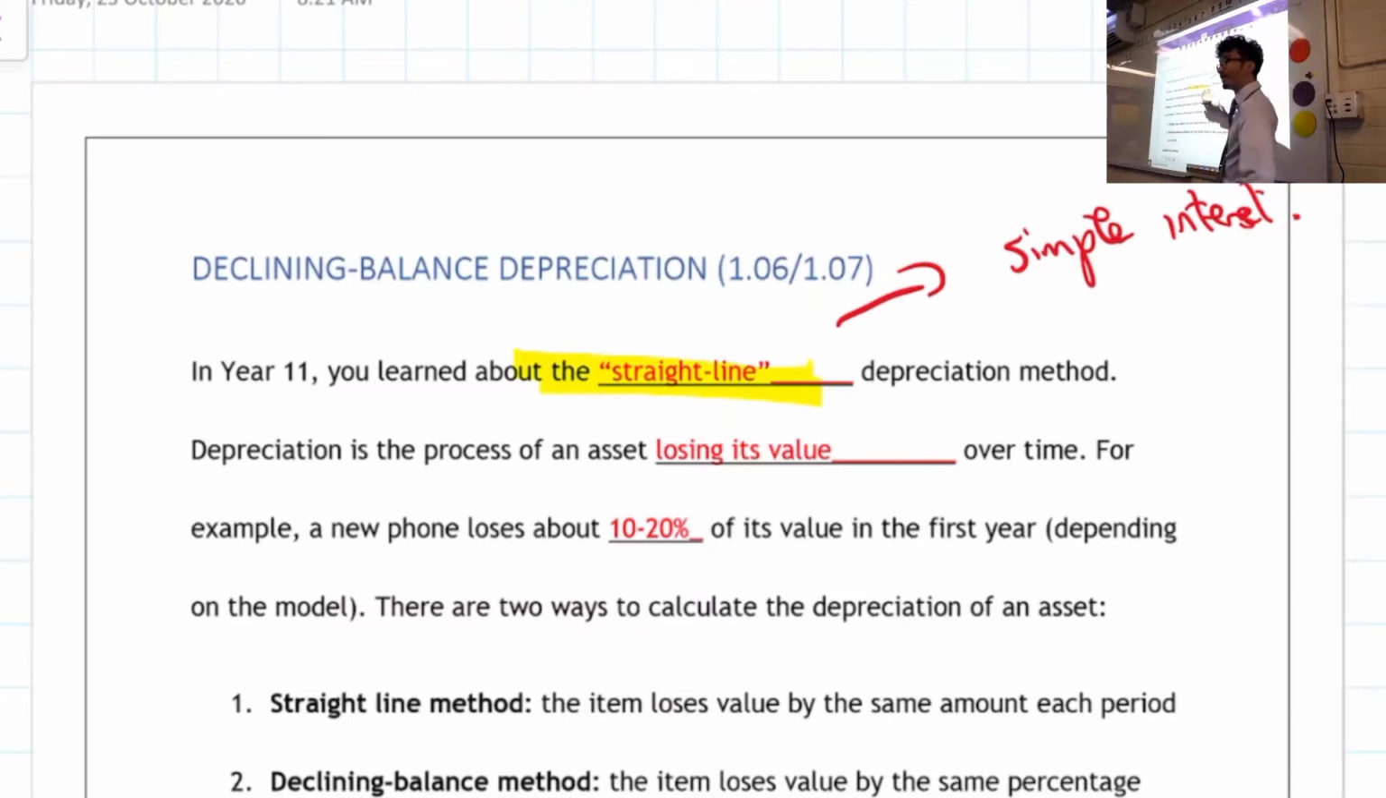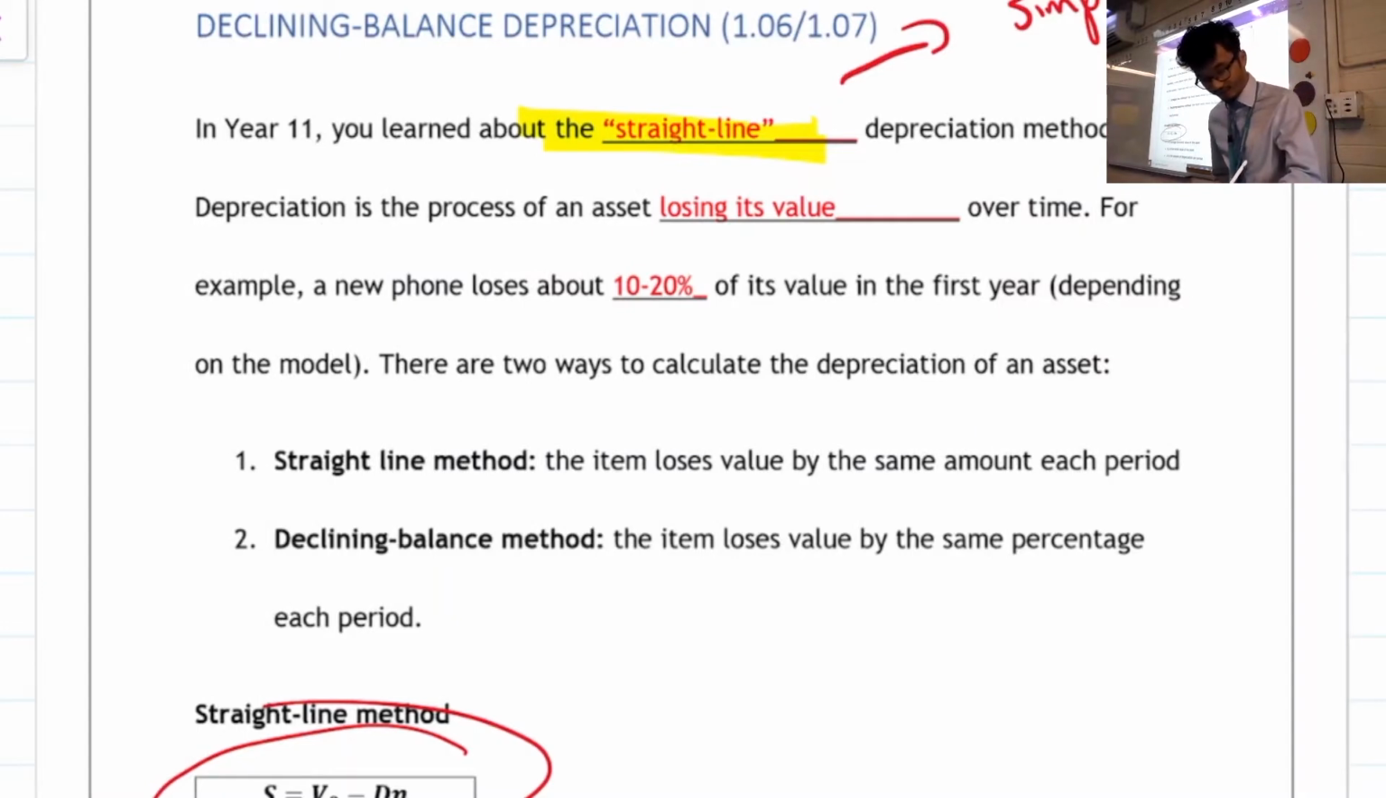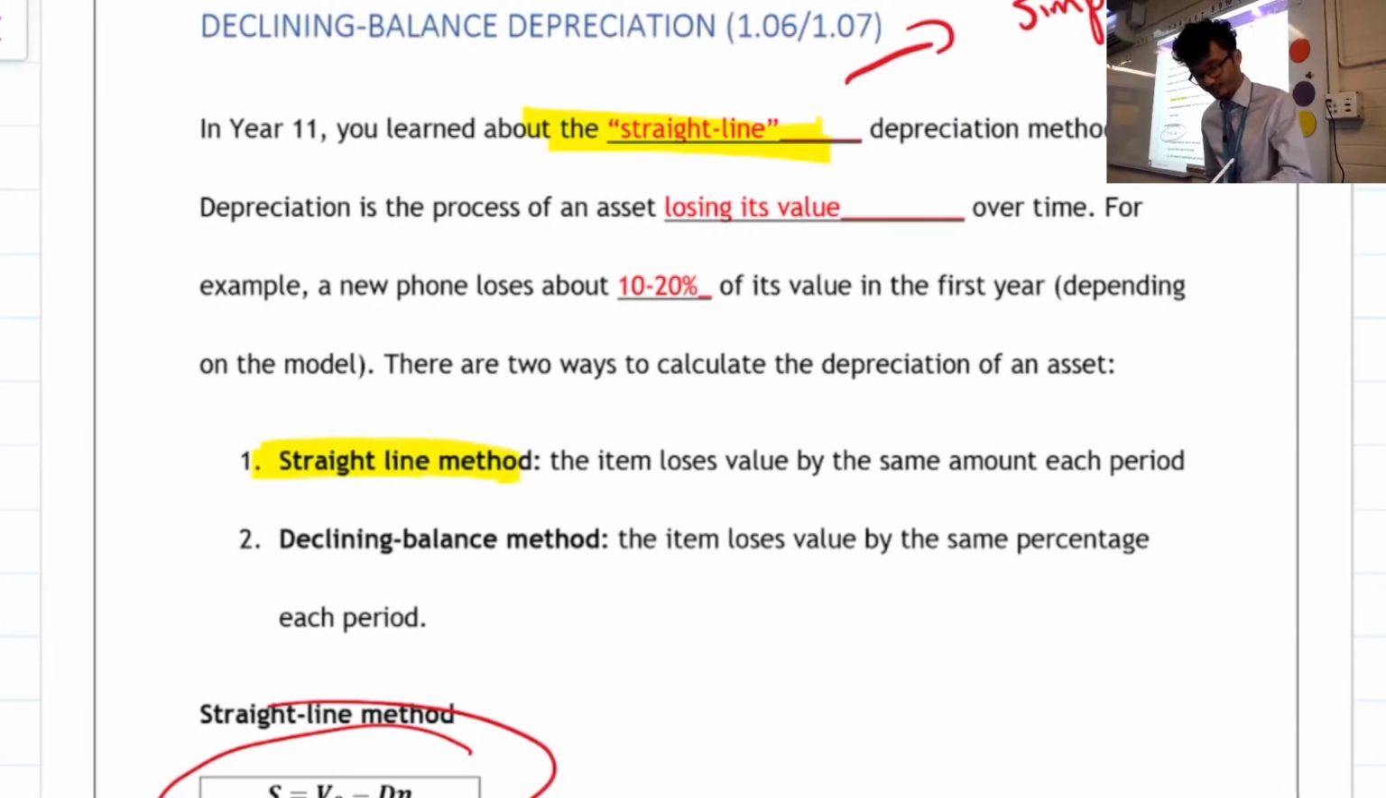That's the same thing with the method that you learned, the straight line method. I put the formula here for you. That's how we use the formula for this one. It's a basic one because it doesn't account for how, as this product loses value, that changes the calculation. So this is the first method that they'll ask you. It's called the straight line depreciation method. And we say that the item loses value by the same amount each period.